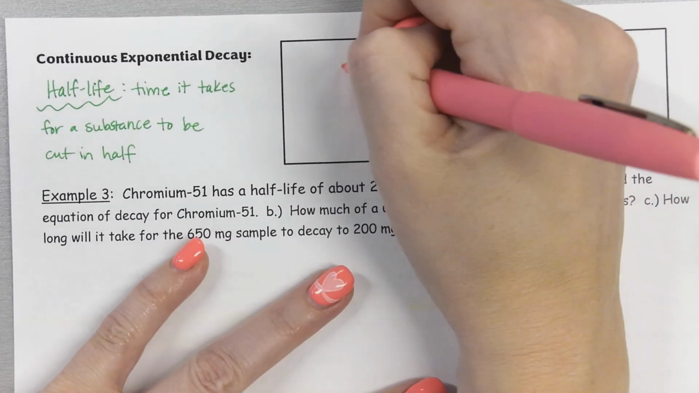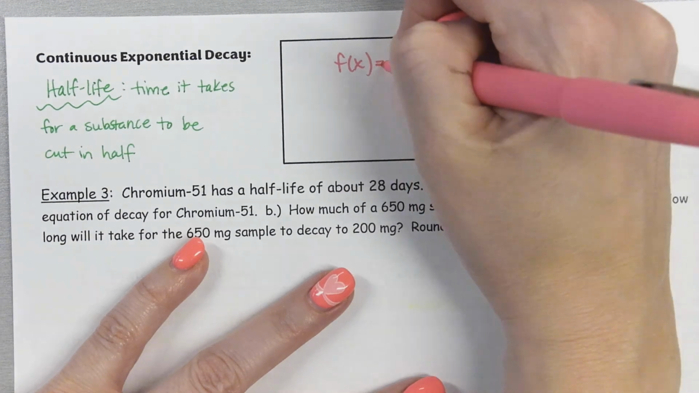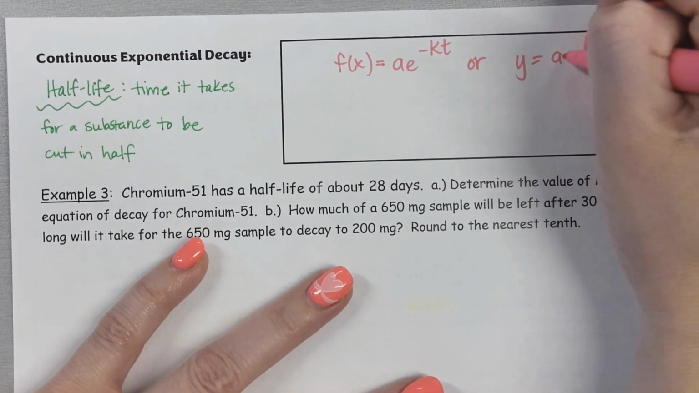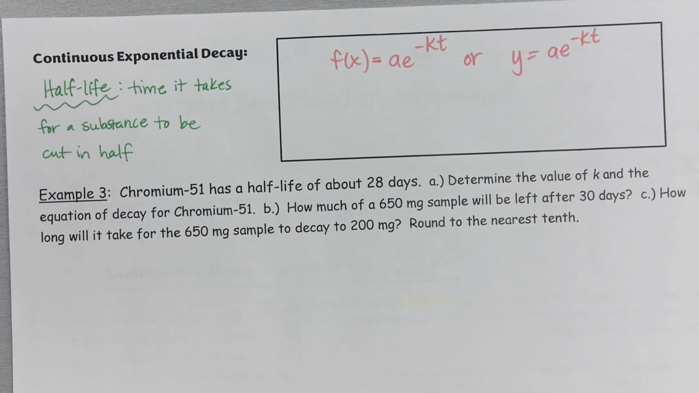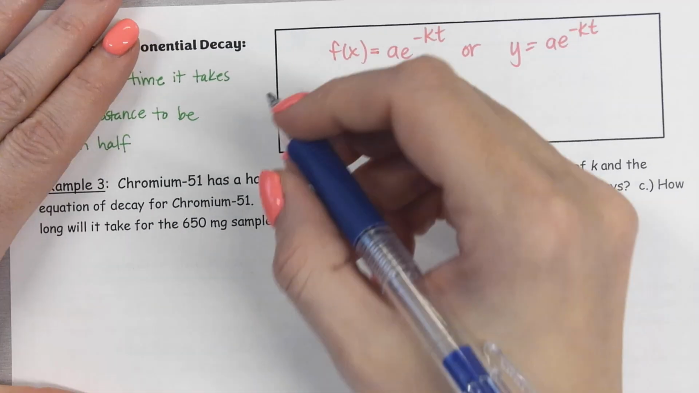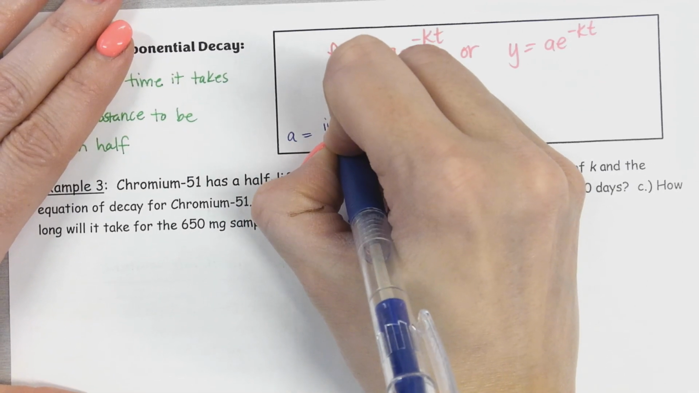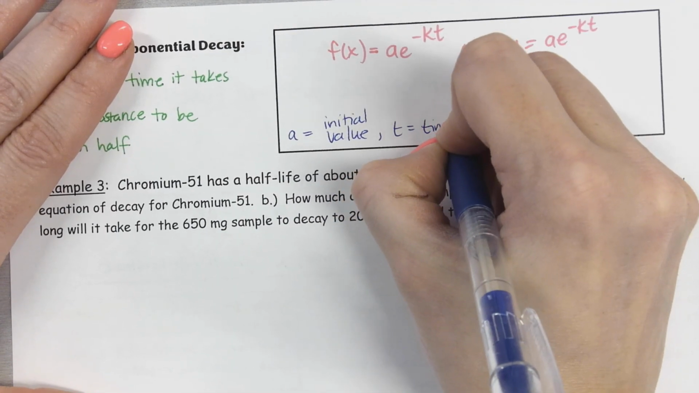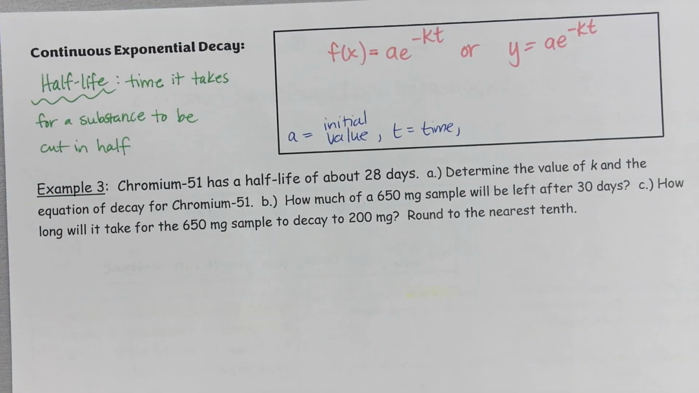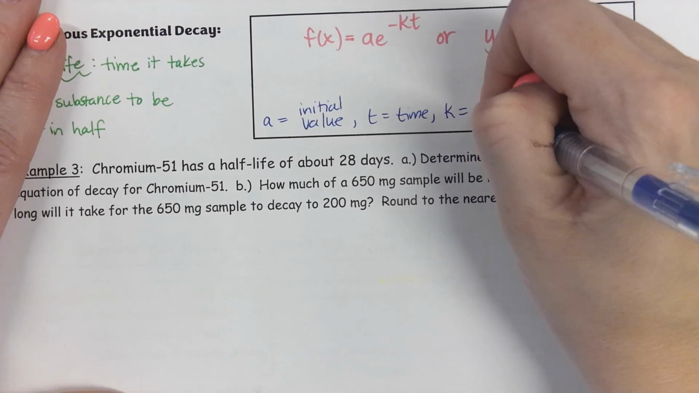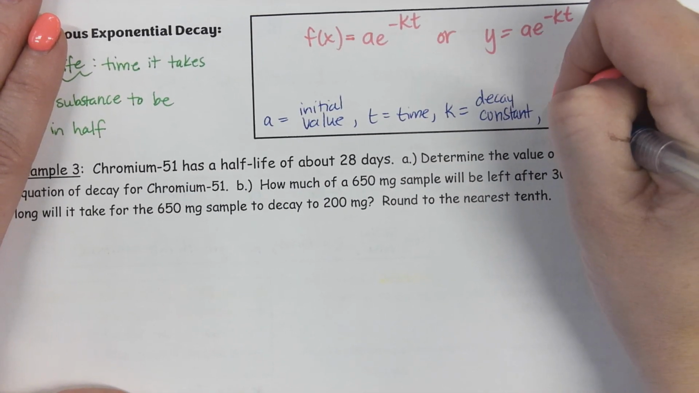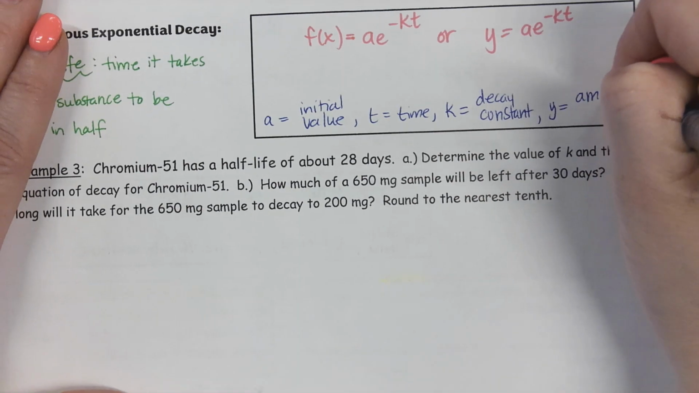All right, so then your two equations, you can either have f of x equals a e to the negative kt, or the y. Okay, so your A and T are going to be the same as with your growth model, but now the k is the decay constant, and your y value is your amount remaining.